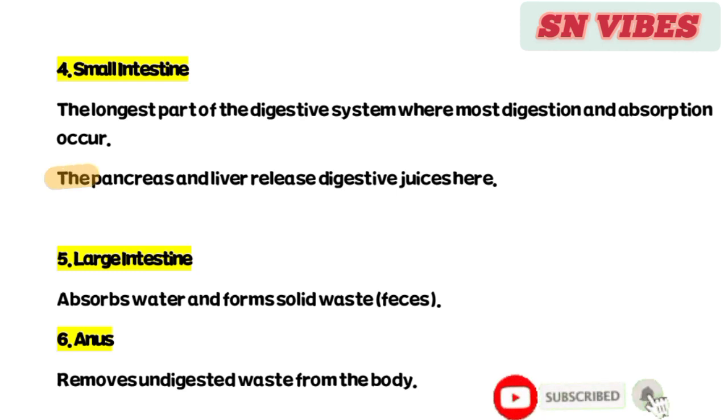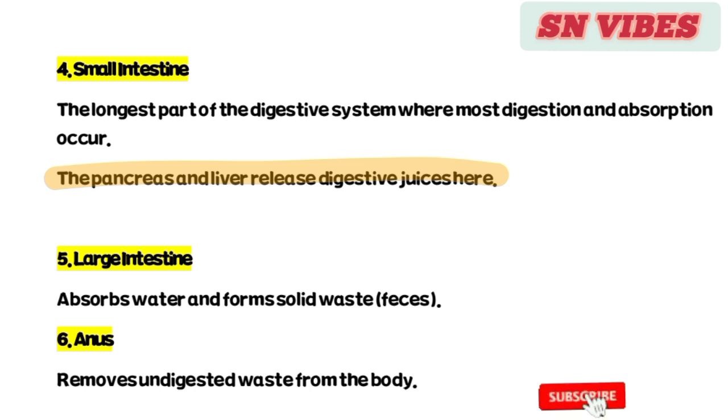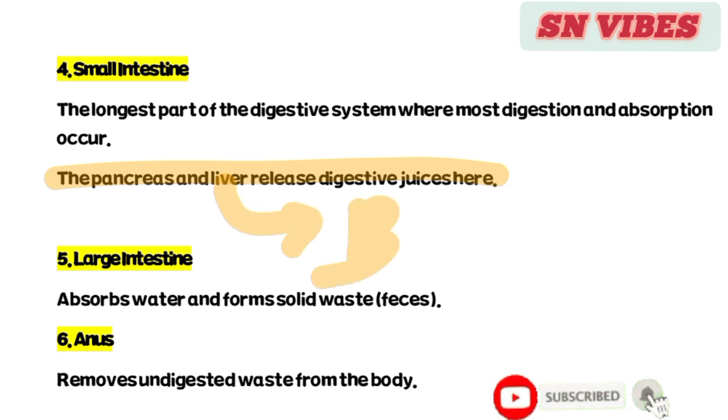Here the pancreas and the liver release digestive juices. The pancreas also releases insulin, which plays an important role in maintaining the blood sugar level, and it also helps in digestion. The liver produces bile, which is stored in the gallbladder for the digestion of fat content. And some of the proteins are digested in the stomach with the help of pepsin.